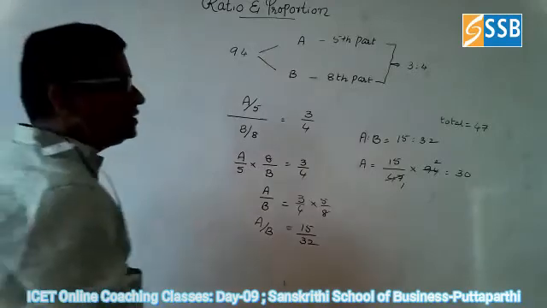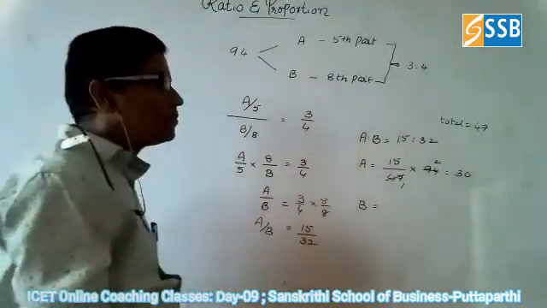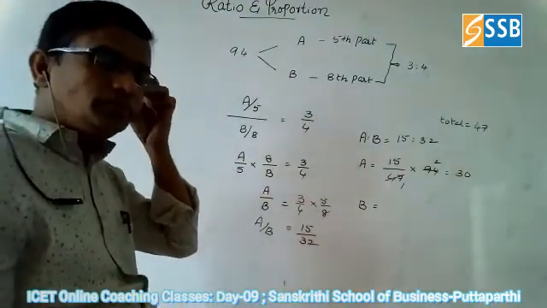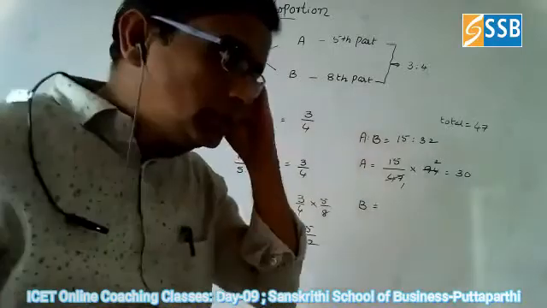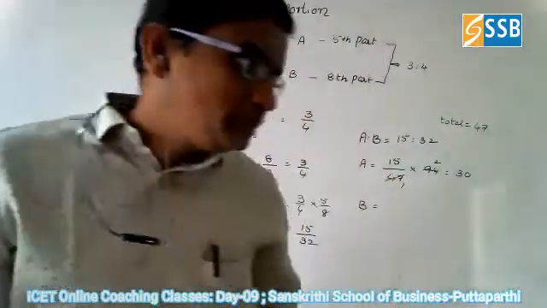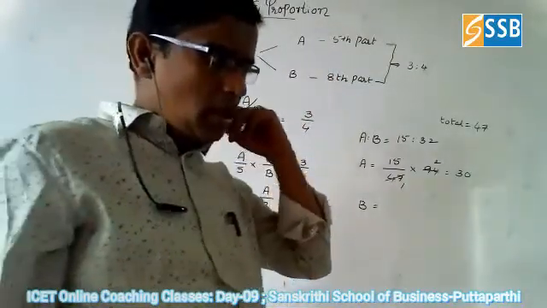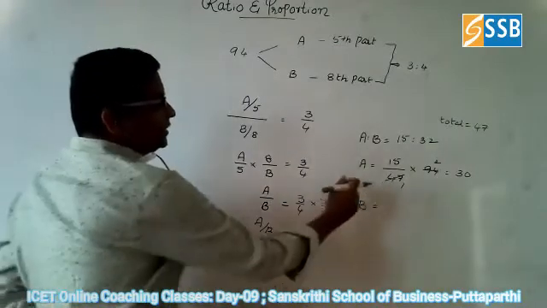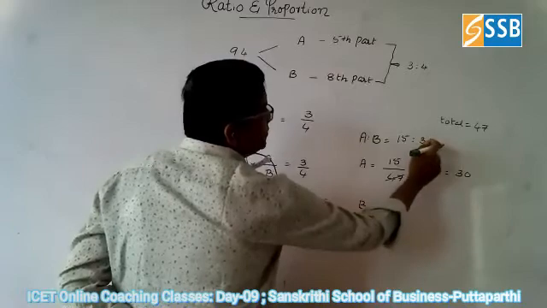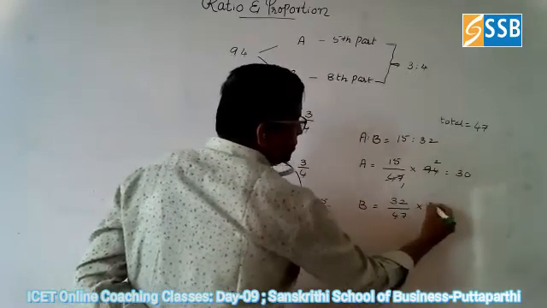Can anybody say what is the second part? Say the answer. The second part is good, 64. Karishma, very good. 64. Still anybody? See here. Second part B is equal to, what is the second part ratio? 32 divided by 47 total, into 94.